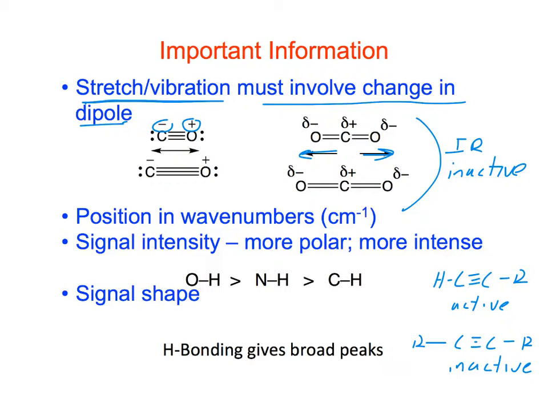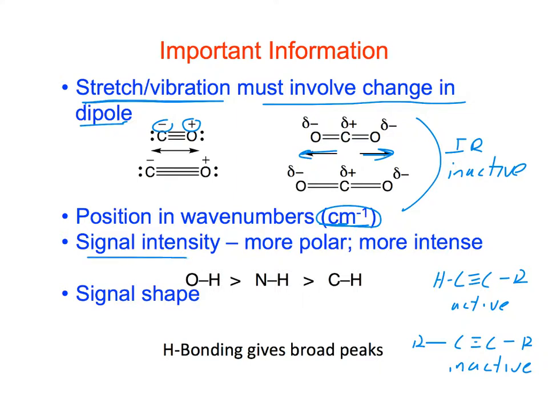The positions, like we talked about, are usually given in wave numbers, and wave number is proportional to frequency. Okay, so the trends follow what we talked about. Not only is the position important in the IR spectrum, but also the intensity of the peak and the shape.